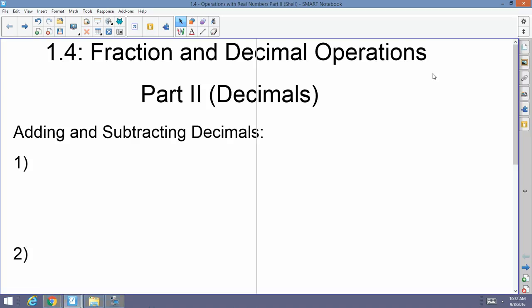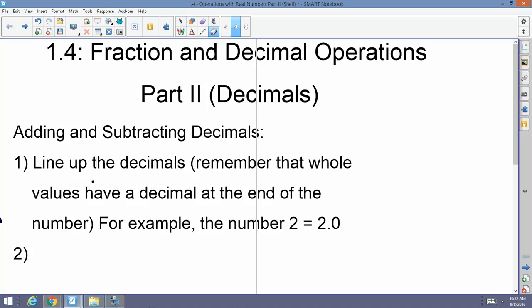Sometimes they'll ask you to add a fraction with a decimal. Well, you know how to convert a fraction to a decimal, you divide, or you can convert a decimal to a fraction by reading the fraction correctly and then rounding, okay? But today we're going to focus on decimals. And to add or subtract decimals, very simple.